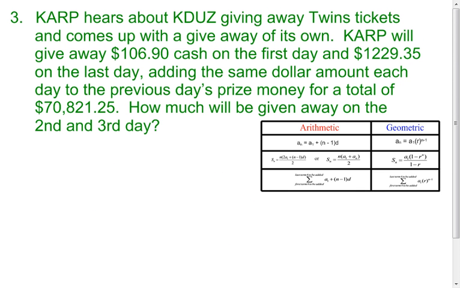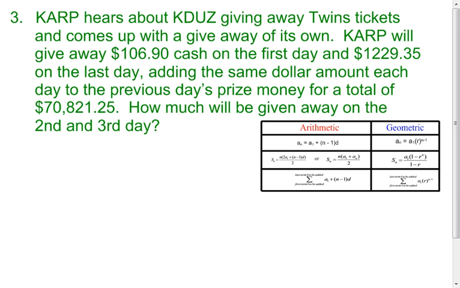All right. Here we go. Carp hears about KDUZ giving away Twins tickets and comes up with a giveaway of its own. Carp is going to give away $106.90 in cash on the first day and $1,229.35 on the last day, adding the same dollar amount each day to the previous day's prize money for a total of $70,821.25. How much will it give away on the second and the third day?